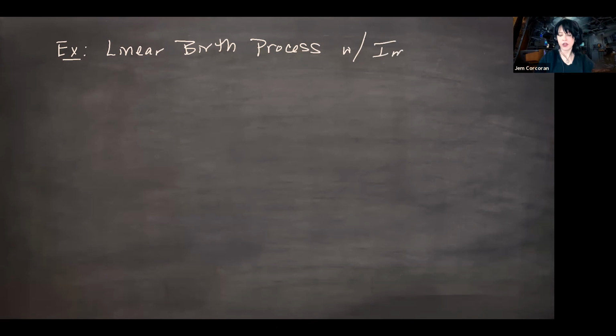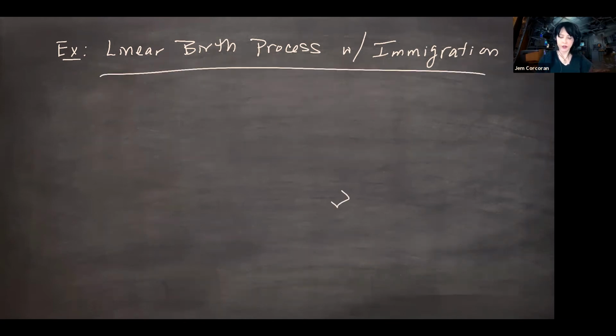With immigration. So this is just going to be the birth process or Yule process, but people are coming in from outside of the population with a constant rate. And I'm going to call it, since I already used up lambda for the linear birth process, I'm going to call that constant rate nu. So let me write this down. This is a linear birth process. And additionally, individuals migrate in at a constant rate that I'm going to call nu.